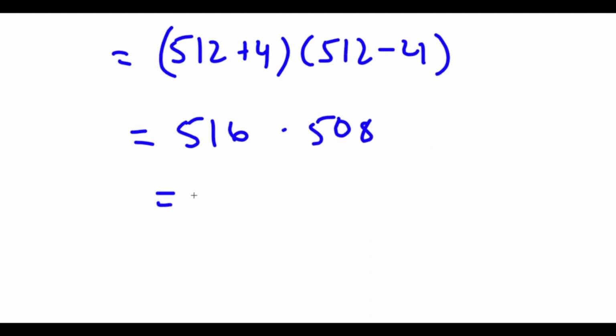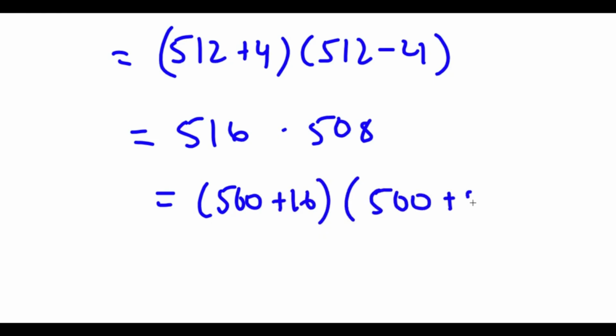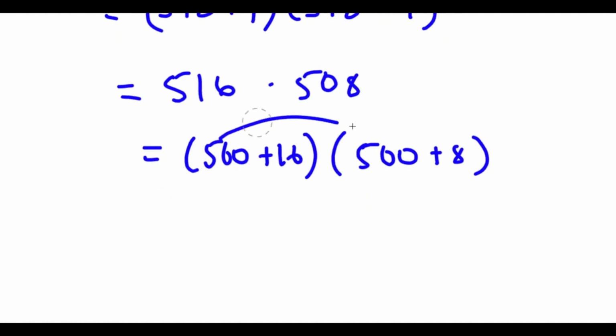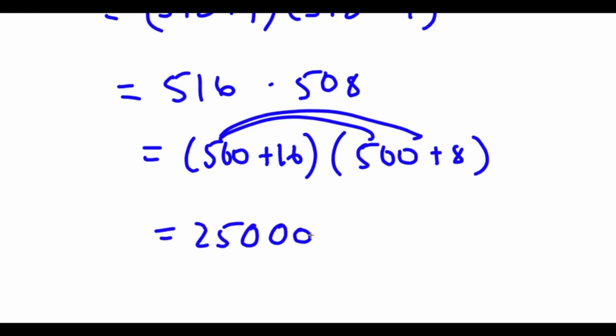Now I'm going to go ahead and rewrite these. I'm first going to rewrite 516 as 500 plus 16, and I'm going to rewrite 508 as 500 plus 8. So now multiplying these two is simple. I first distribute the 500. 500 times 500 is 250,000. And 500 times 8 is 4,000.